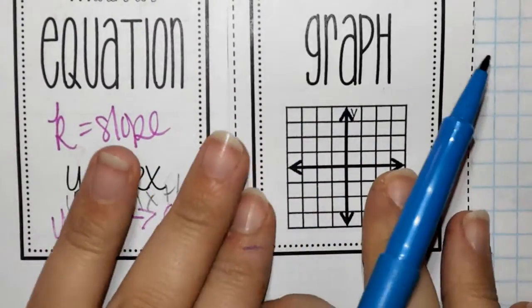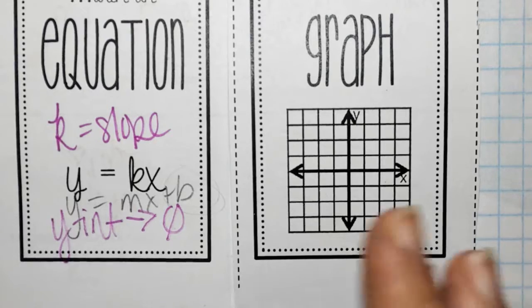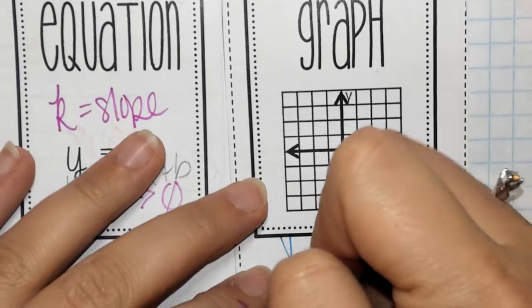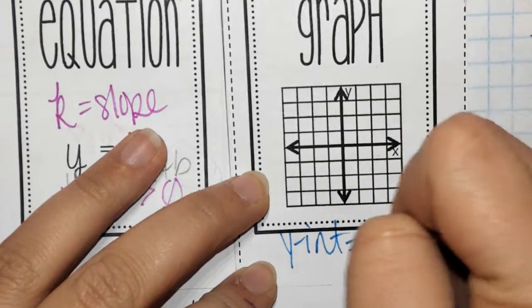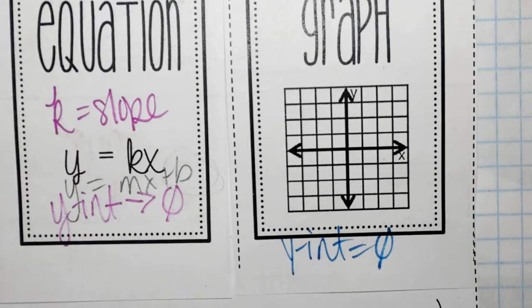Alright, so now, we're going to talk about a graph. Now, what is the y-intercept of a direct variation? 0. That means it has to pass through the what? Y-intercept. X. You're just saying stuff. Nope. At least I'm trying.